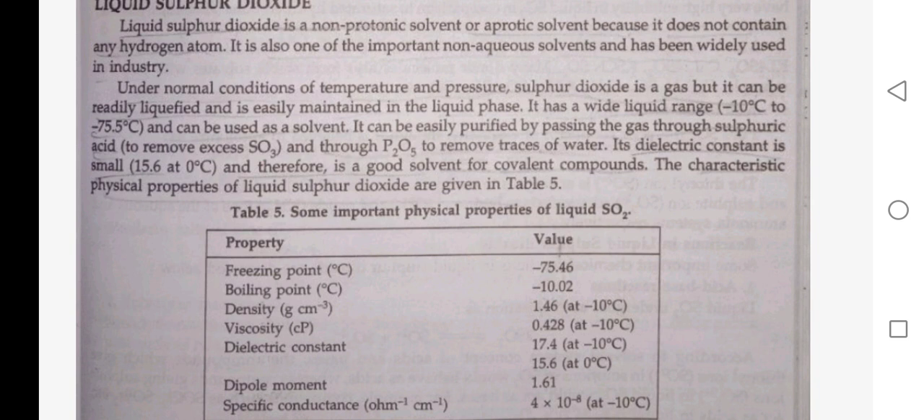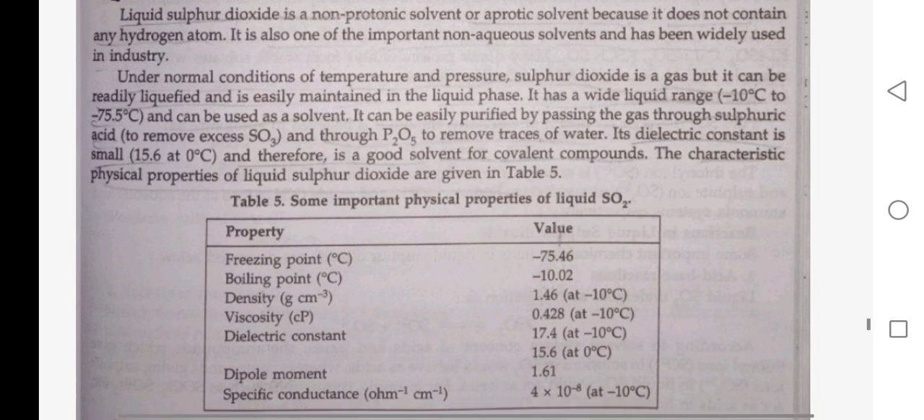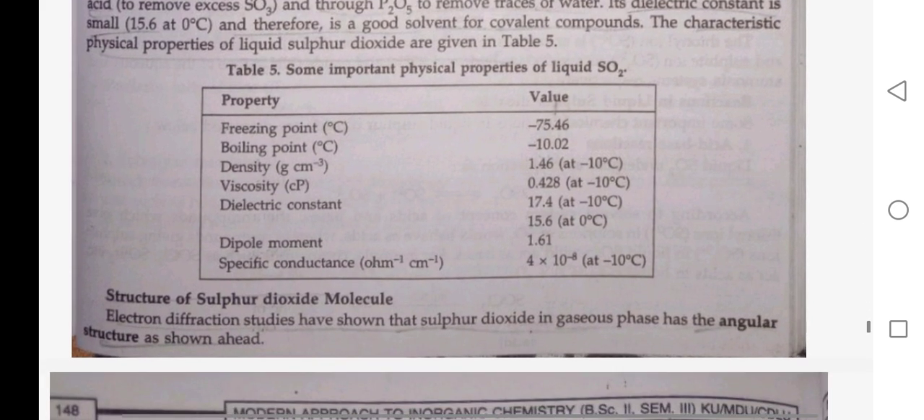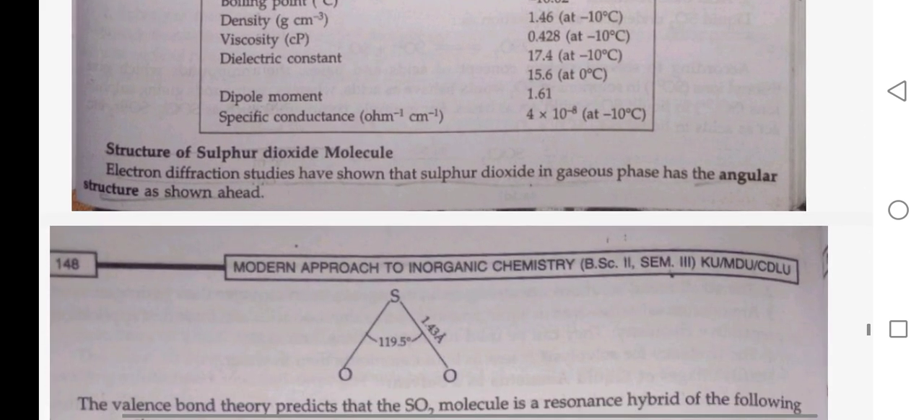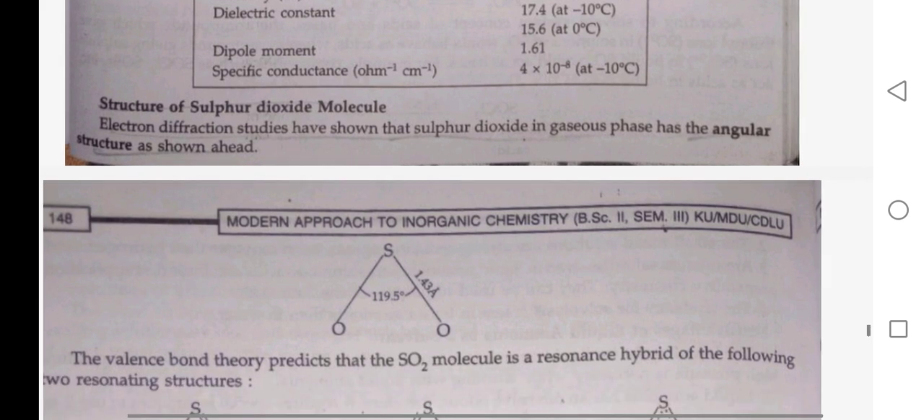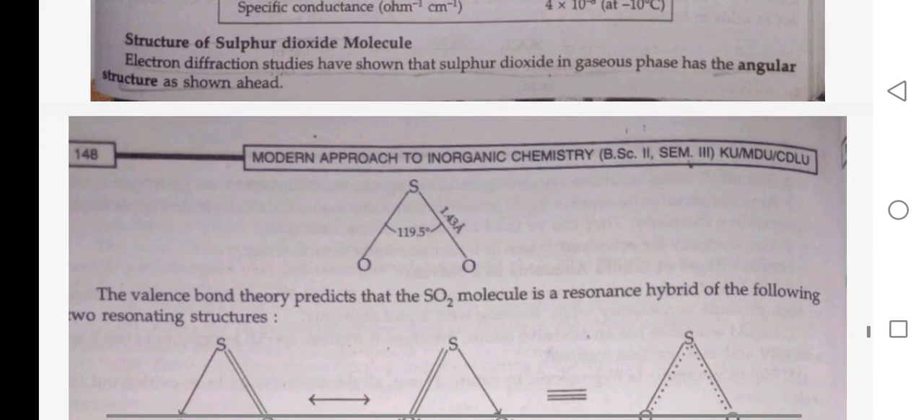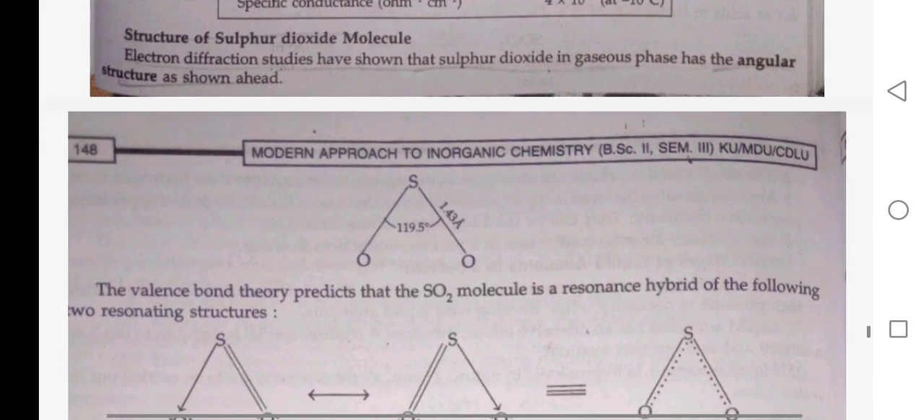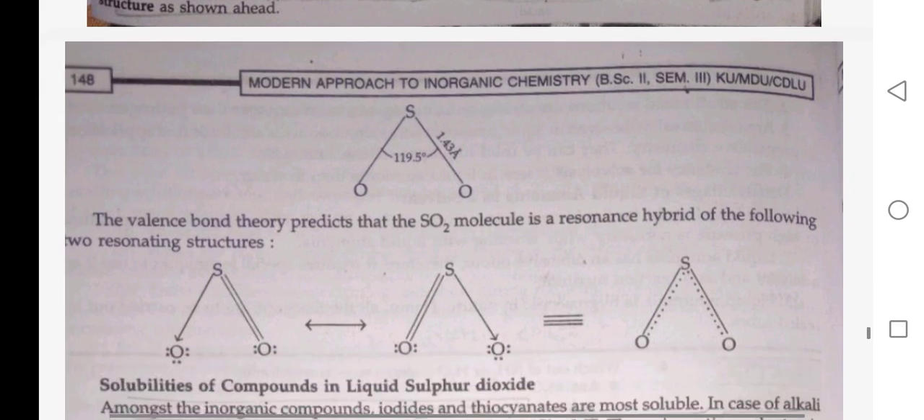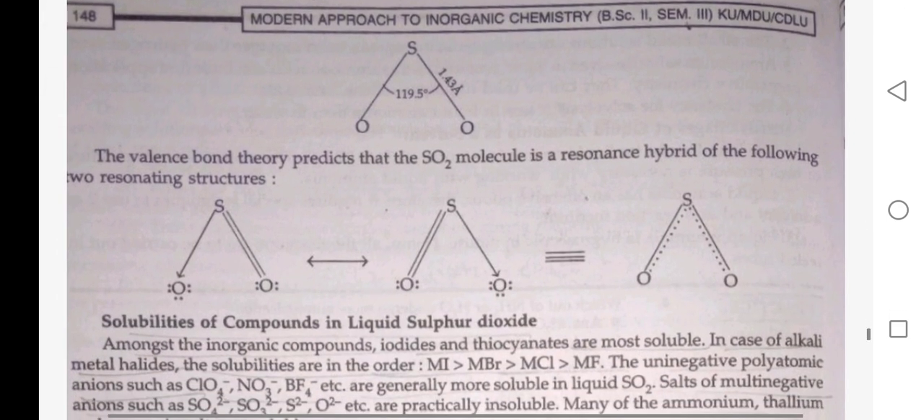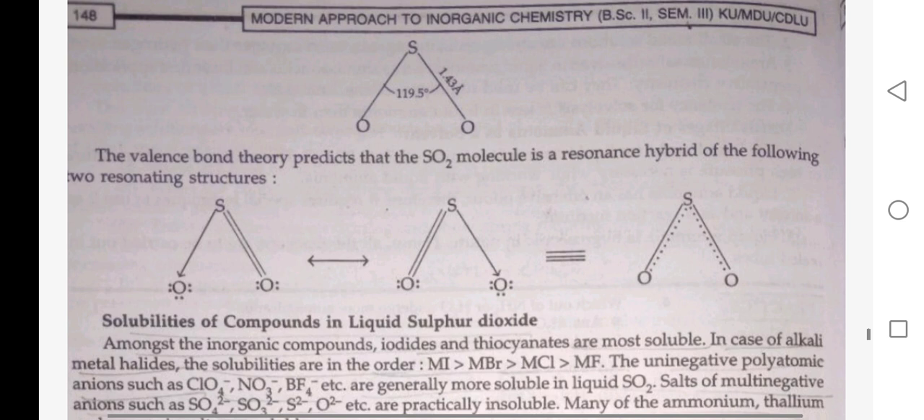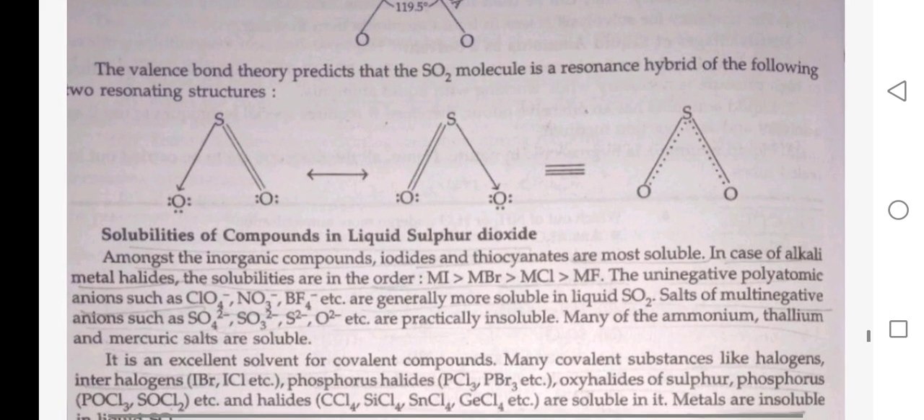The characteristic physical properties of liquid sulfur dioxide. Structure of the sulfur dioxide molecule. Electron diffraction studies have shown that sulfur dioxide in the gaseous phase has the angular structure as shown. Valence bond theory predicts that the SO2 molecule is a resonance hybrid of the following two resonating structures.